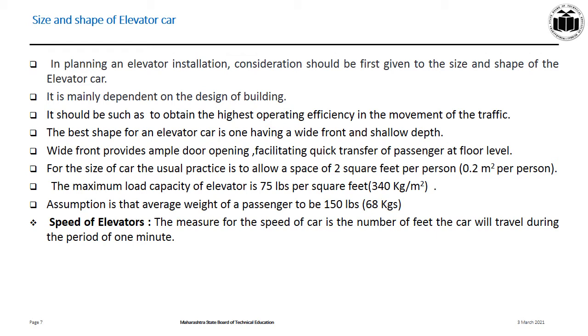Also, the maximum load capacity of an elevator is 75 lbs per square foot, or in the SI system it is 340 kg per square meter. The assumption is that the average weight of a passenger is 68 kg. Now the speed of the elevator. The measure for the speed of the car is the number of feet the car will travel during a period of 1 minute. This is the criteria for the shape and size of the elevator car.